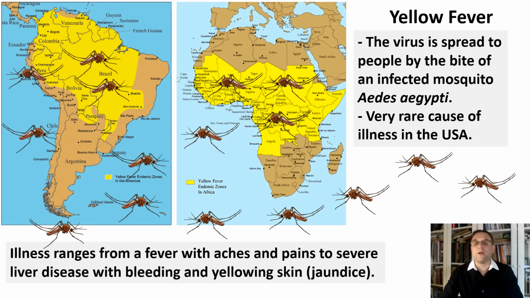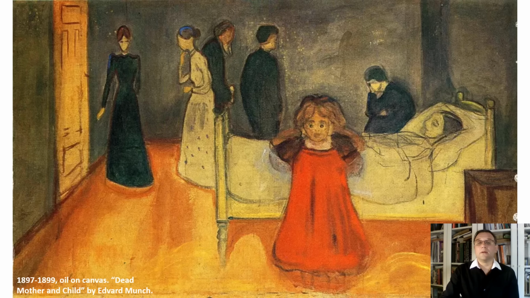Illness ranges from fever with aches and pains to severe liver disease with bleeding and jaundice. There is a vaccine that can stop you getting yellow fever if you are traveling to an area where the infection is found. So if you have to go to visit one of these countries, a couple of months before, please tell your doctor, and the doctor will arrange the vaccination for you. I will post lectures on infectious diseases where I will discuss this in more detail.